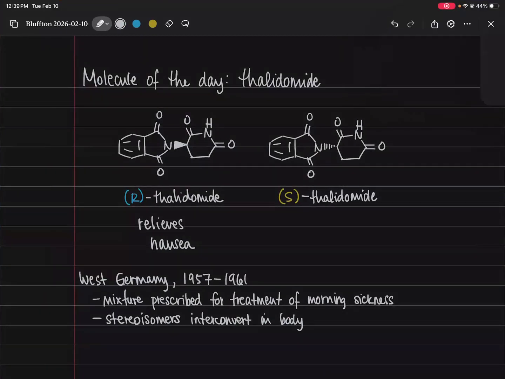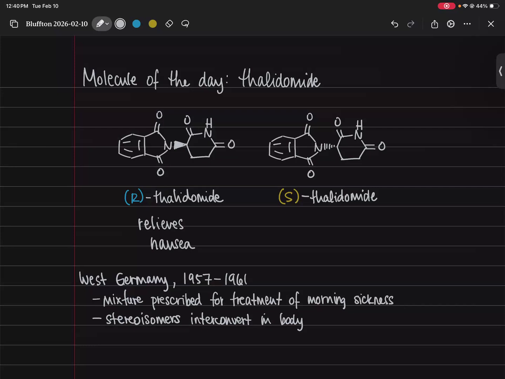Okay, today's molecule of the day is called thalidomide. Anybody ever heard of this one? Yeah. So you know where this is going. Yes. So here are the structures of thalidomide.